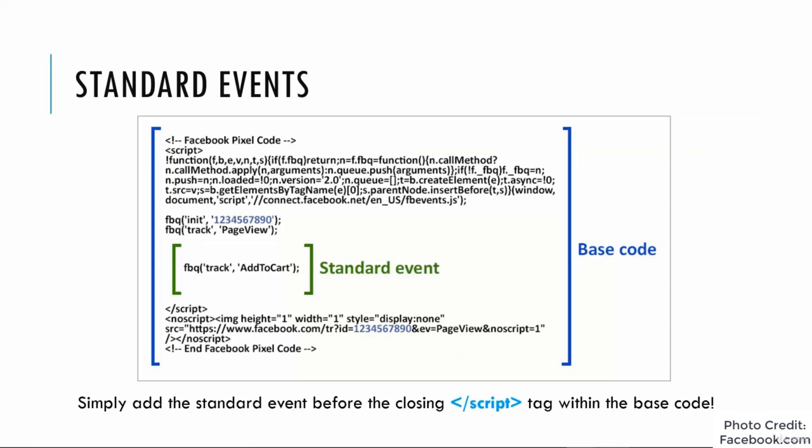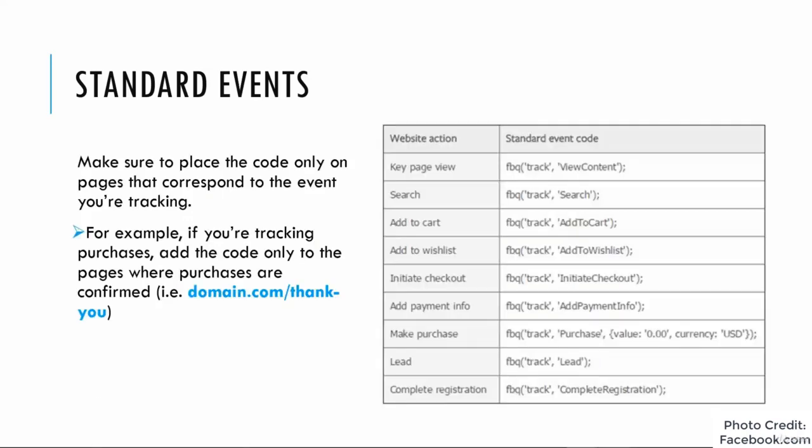And remember, this base code or Facebook pixel is what we paste in before the closing head tag on each page. So this standard event addition of Add to Cart would be added before this closing script tag on the Add to Cart page. Make sure to place the code only on pages that correspond to the event you are tracking. For Facebook reporting, it's going to report X number of people made it to Add to Cart.